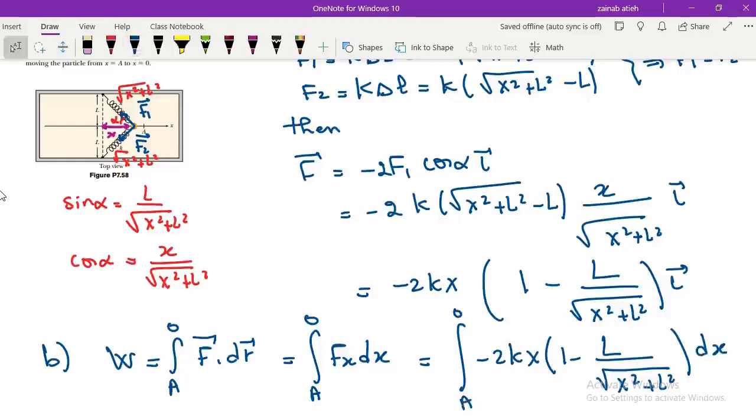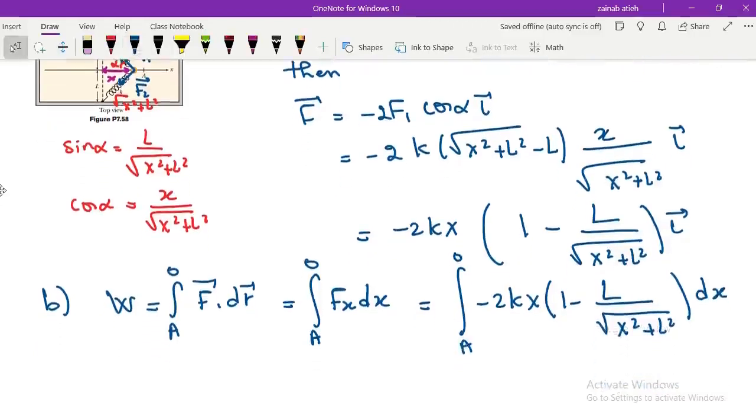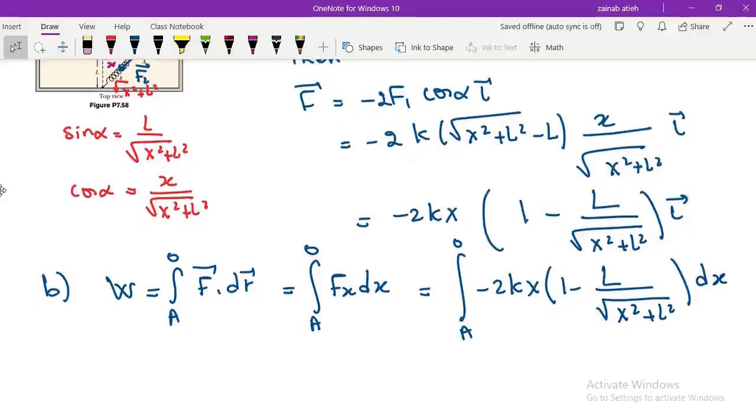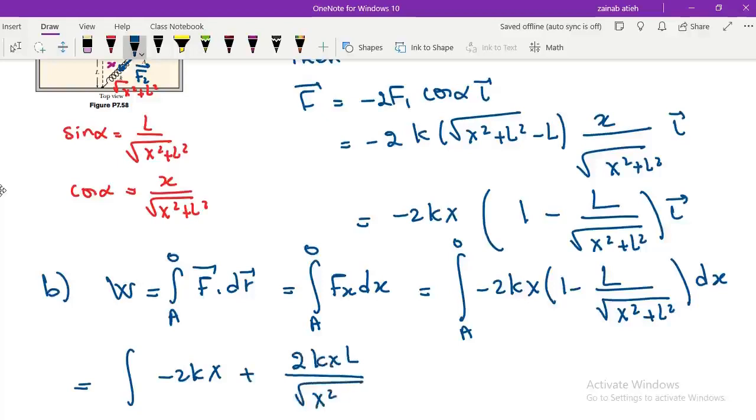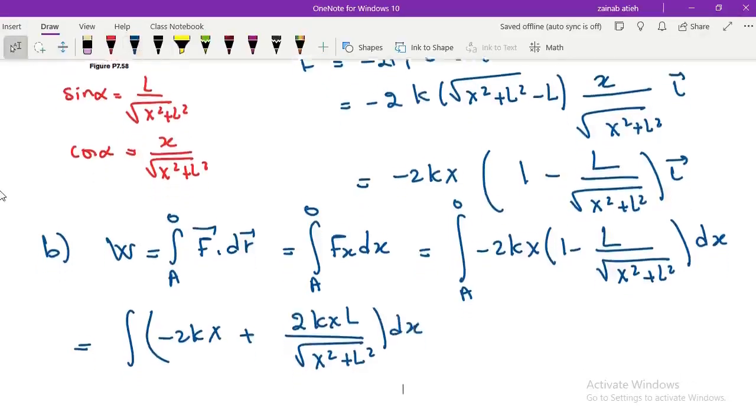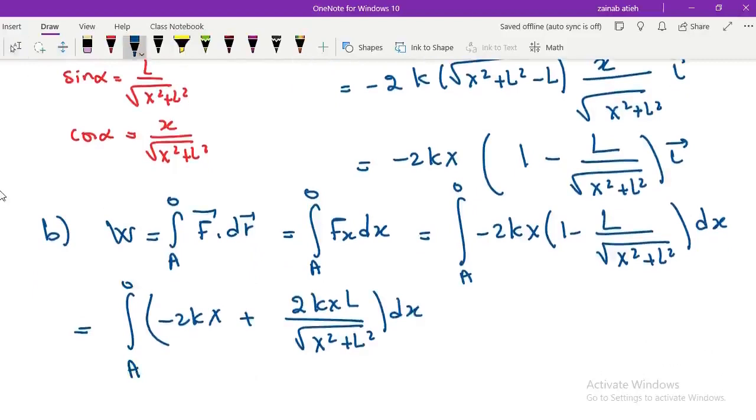The distance a is equal to the integral. I will expand it: minus 2kx plus 2kxL over radical x squared plus L squared, dx. Don't forget the boundaries from a to 0. The first one: minus 2 times the integral of x, which is x squared over 2, from a to 0.